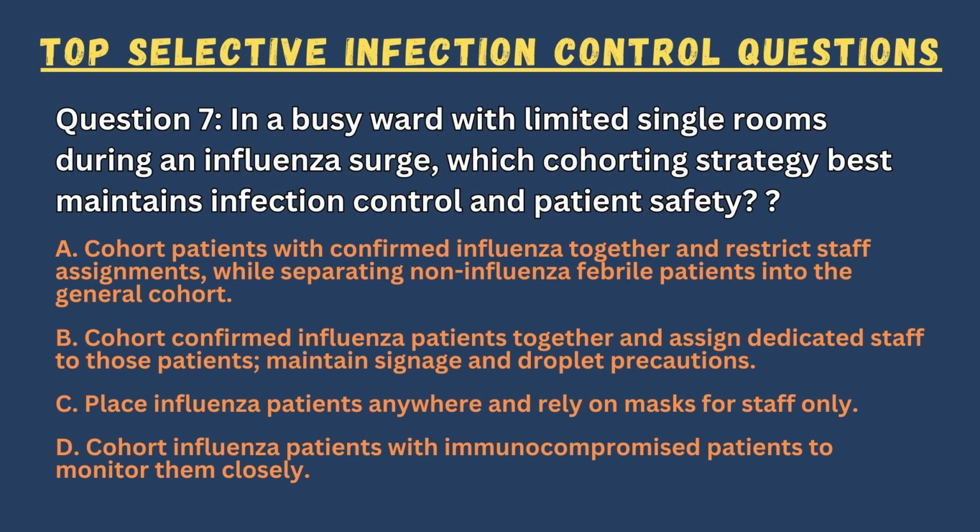Question 7. In a busy ward with limited single rooms during an influenza surge, which cohorting strategy best maintains infection control and patient safety? A. Cohort patients with confirmed influenza together and restrict staff assignments, while separating non-influenza febrile patients into the general cohort. B. Cohort confirmed influenza patients together and assign dedicated staff to those patients. Maintain signage and droplet precautions. C. Place influenza patients anywhere and rely on masks for staff only. D. Cohort influenza patients with immunocompromised patients to monitor them closely.